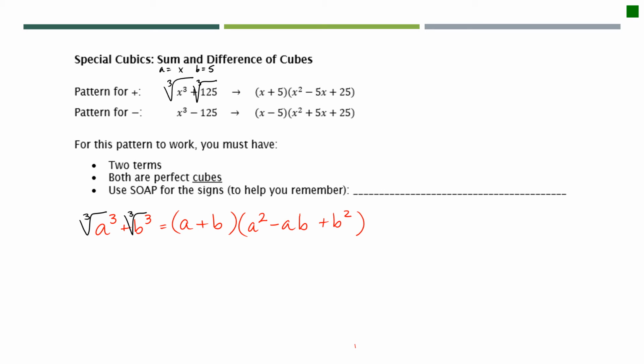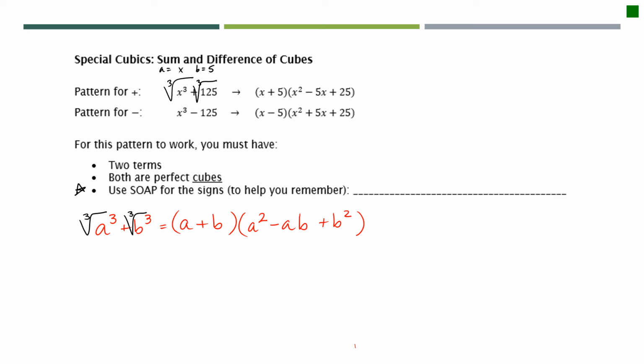Now the formula for sum and difference of cubes are the same. The only thing that changes are the signs. And down here where I'm putting a star, I'm going to show you a way you can remember that without having to memorize the exact formula both times.